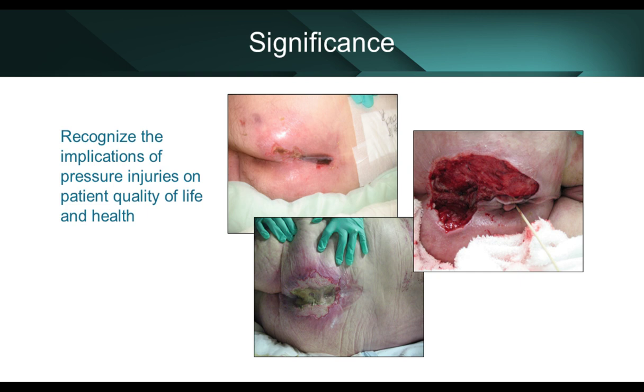We've talked about mortality. We've talked about length of stay. What about the psychological aspects of it? What about the social aspects? Many times when a patient has a pressure injury, we put them on bed rest. That cuts them off from all family and other social activities.